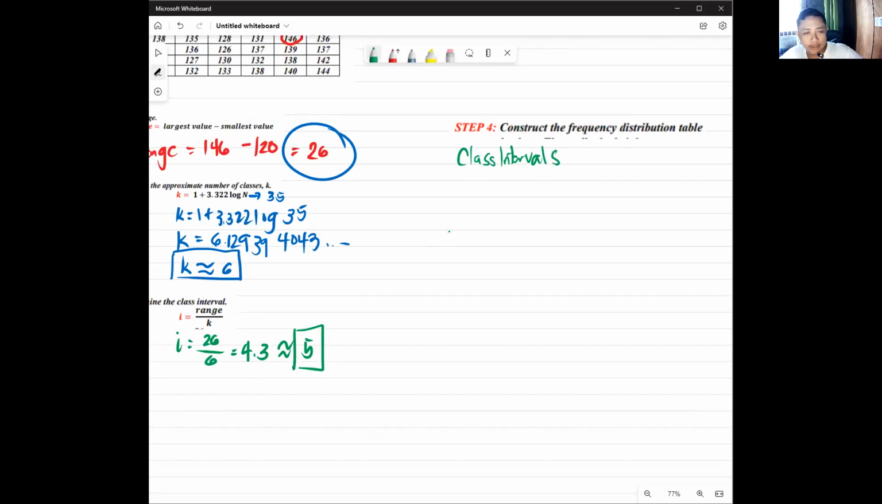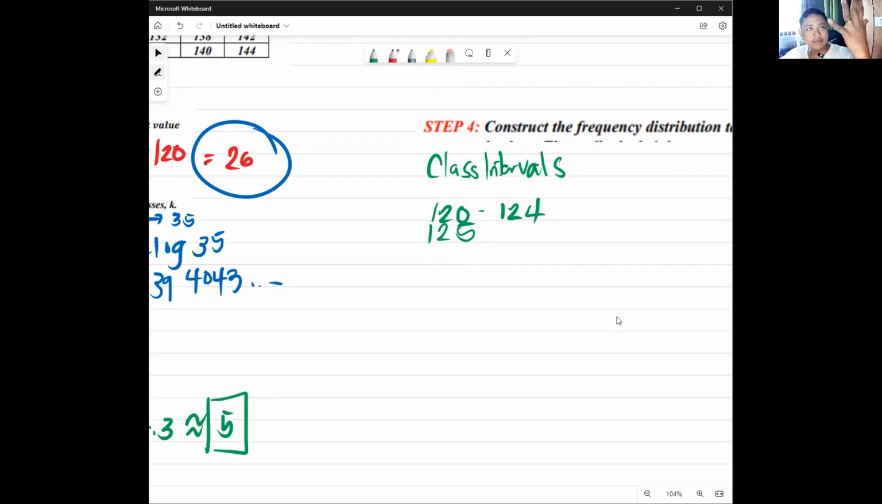Okay, so for the class intervals from 120, 5 yung class interval, ibig sabihin, bibilang ka 120, 121, 122, 123, 124. 5 items or 5 data. So 120 to 124. Got it? And then next is 125 to 129. Next, 130 to 134. And then 135 to 139. And then 140 to 144.